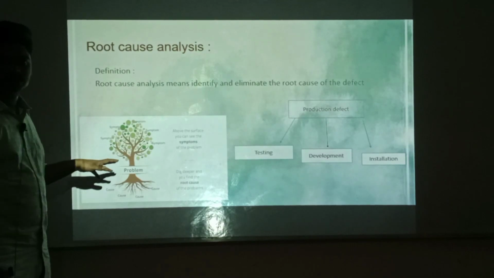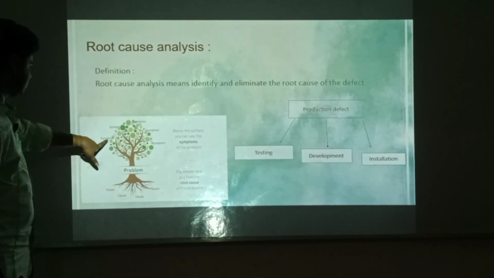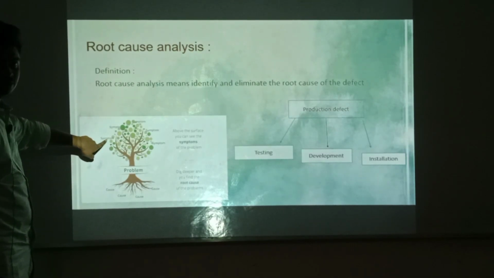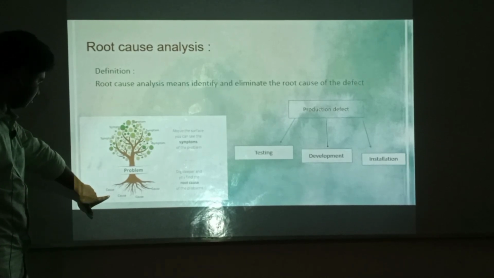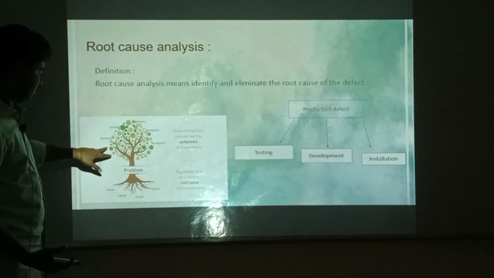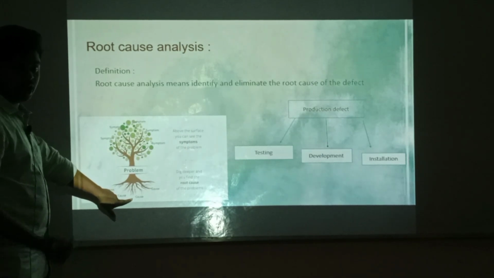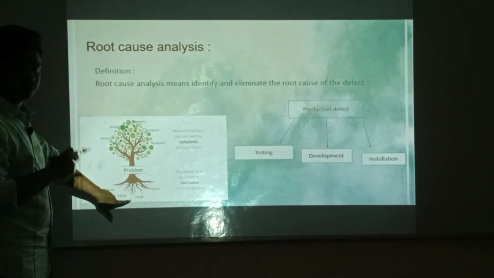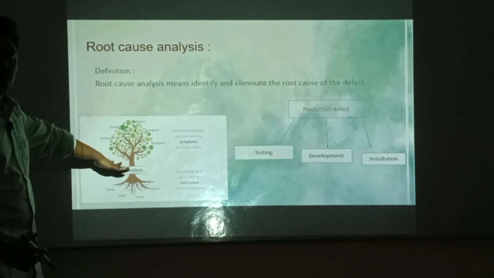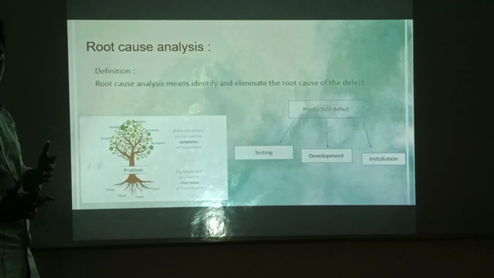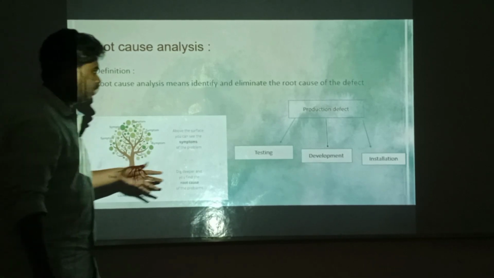We can understand this concept by simply seeing this diagram. The symptoms are nothing but the defects, coming in different servers. The causes are nothing but the reasons for the defects. We need to find the different causes and then find the root cause of the particular problem. We need to eliminate the root cause. That way, we can prevent the defect and make sure it doesn't reproduce further.